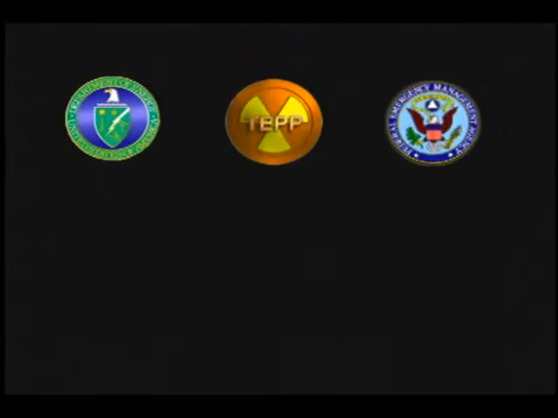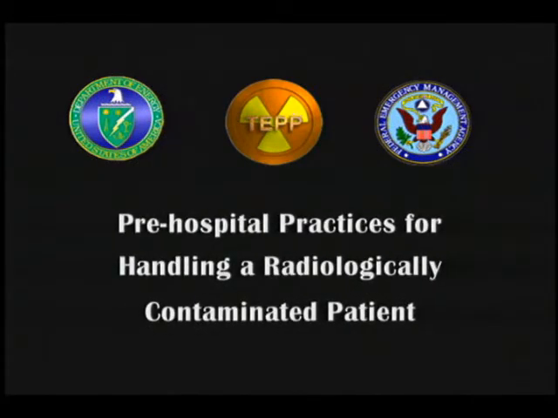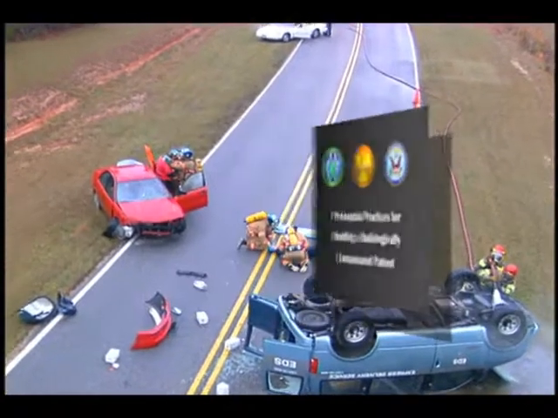Engines 1, Medic 1 and 2, and Hazmat Unit 1. Respond to Gateway Drive between mile marker 2 and 3 near Highway 278. We have a report of a multi-vehicle accident with injuries.